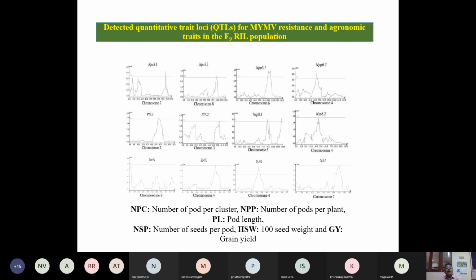Above the LOD score threshold, we got a lot of major-effect QTLs for many characters. This is the first SNP-based linkage map in the case of Vigna, mainly for MYMV resistance. I will share this paper with you. If you read one paper fully on the mapping, the QTL mapping and the linkage maps, then it is easy to understand any paper in other journals like Molecular Breeding, TAG or Euphytica. It is easy to understand once you read one particular paper deeply.